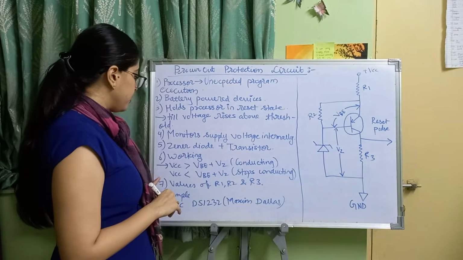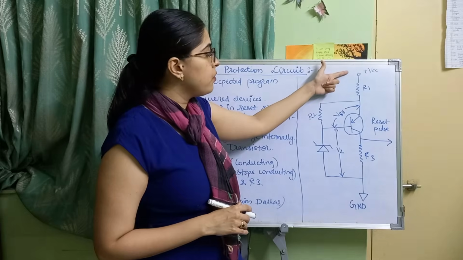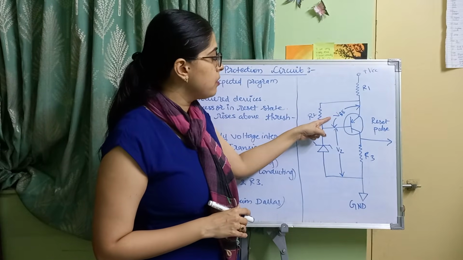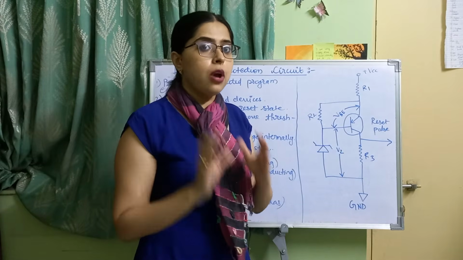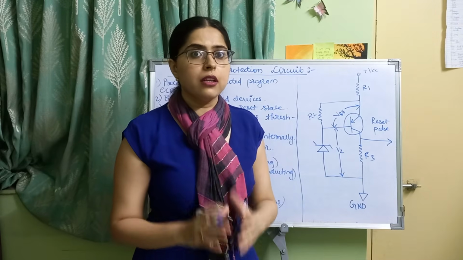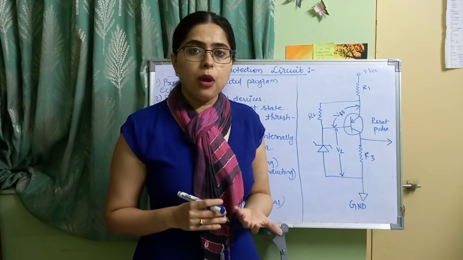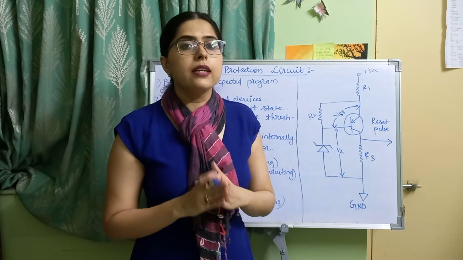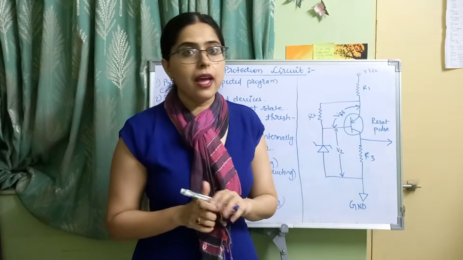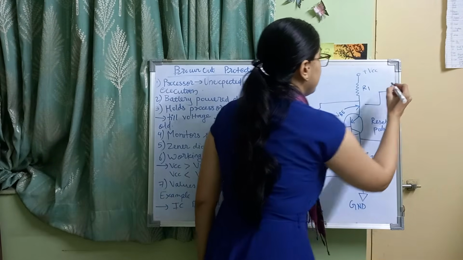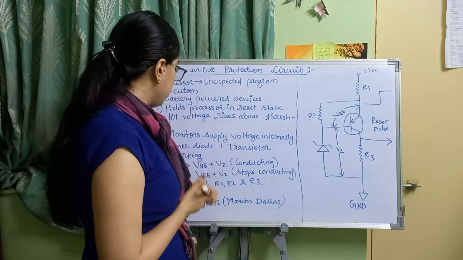And when VCC is less than VBE plus VZ, it stops conducting. What does that mean? When the supply voltage VCC is lesser than the sum of the voltage across the transistor and the voltage across the Zener diode, it stops conducting. And when it stops conducting, no current is flowing through it, the voltage develops across the transistor, and it indicates the active high. So what are we getting? Initially there was active low, then there was an active high. So we will get the reset pulse like this. Okay, so this is the working of the brownout protection circuit.